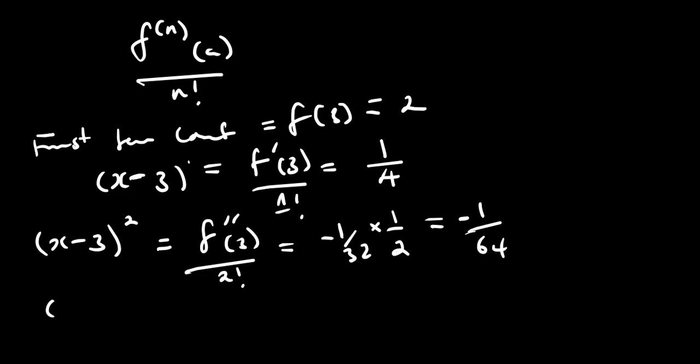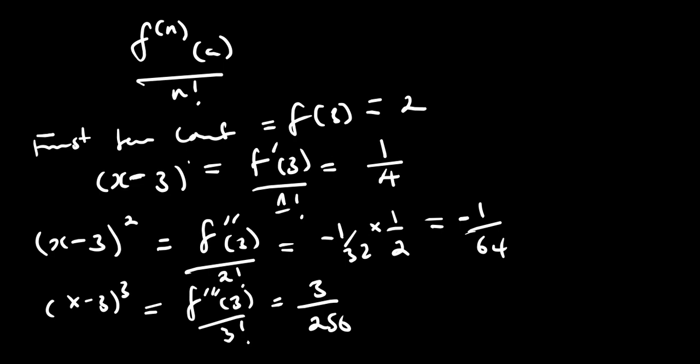Then I continue, I go for x minus 3, and I have f triple prime of 3 over 3 factorial, and this is just going to be that value which I found, which was 3 over 256, like this. And 3 factorial is just 6 because it's 3 multiplied by 2 multiplied by 1, this is 6, so I'm dividing by 6, which is the same as multiplying by 1 over 6, and this is going to be 1 over 512.